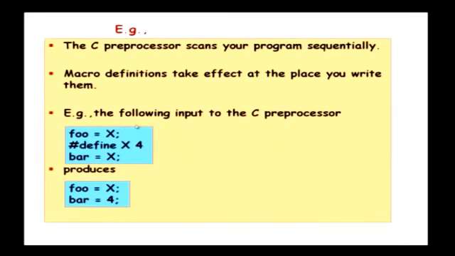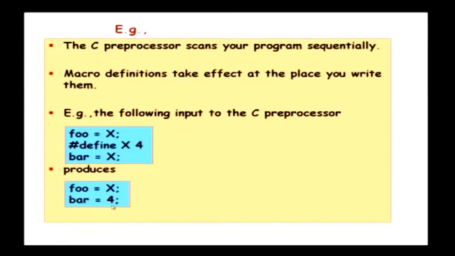What will the C preprocessor do? It will look through the file and see foo equal to X. Fine, it does not know what X is, so it will not transform that line. Then it sees the hash define X 4. Now it knows that X is a macro and it has the value 4. Then it sees bar equal to X, but now X is a macro, the preprocessor knows about this, so it will replace X with 4. So, the transformed text will be foo equal to X, bar equal to 4.